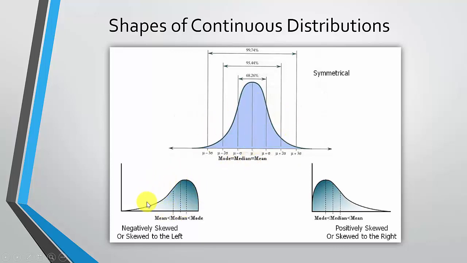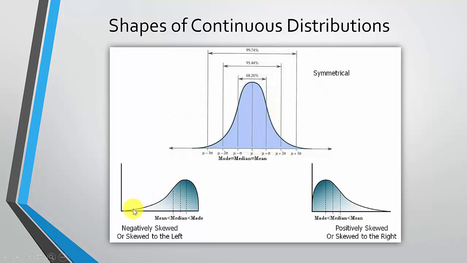The one on the bottom left is a negatively skewed distribution. It is skewed to the left. In this case, the mode is higher than the median, which in turn is higher than the mean. An example is the scores on easy tests. Most students will get higher grades and very few will get lower grades.